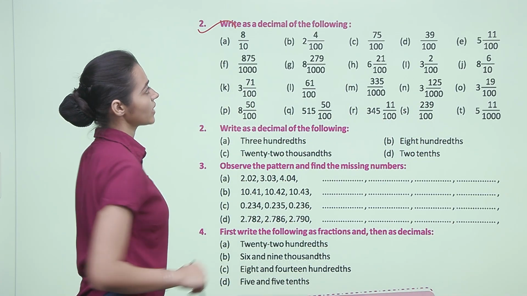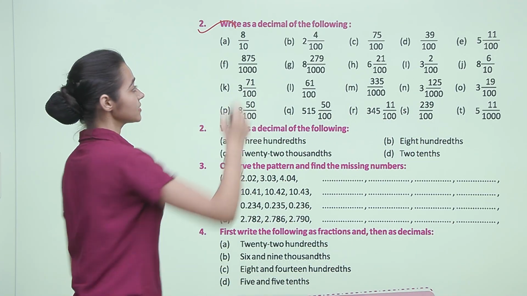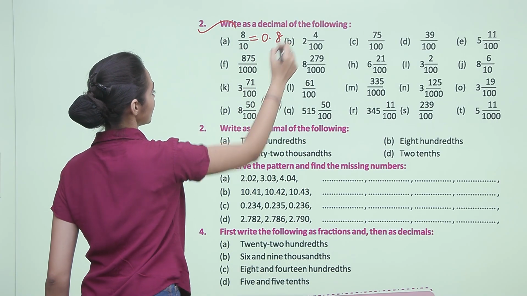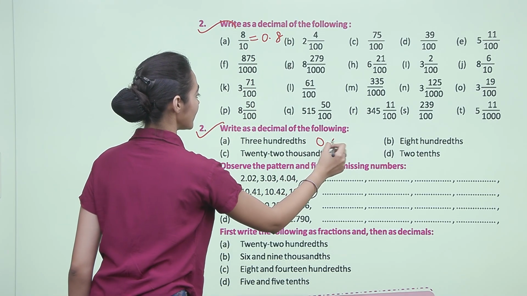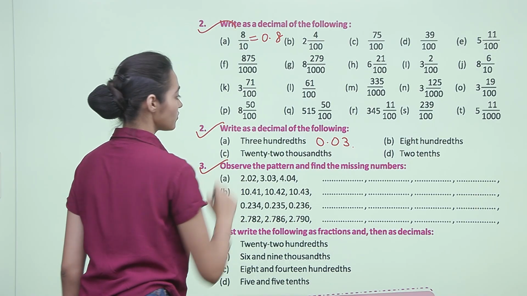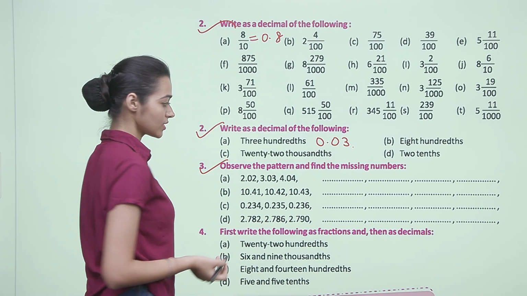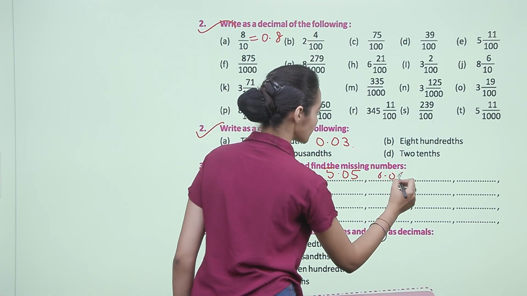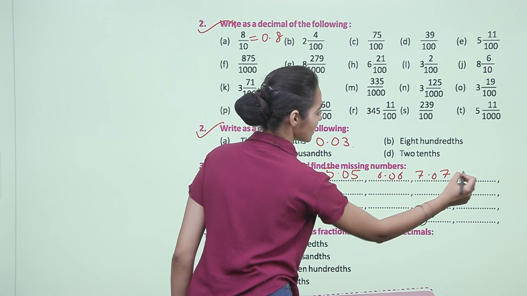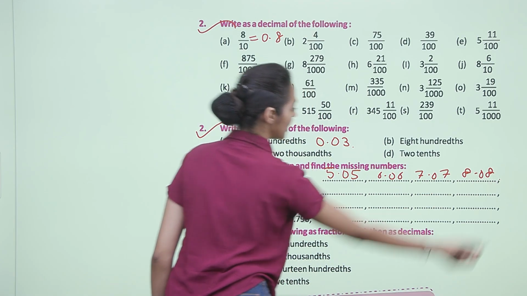In the next one, we have to write them as a decimal of the following. So this is 0.8. We have to write the decimal of the following, that is 0.03. We have to observe the pattern and find the missing numbers. So it will become 5.05, 6.06, 7.07 and 8.08.